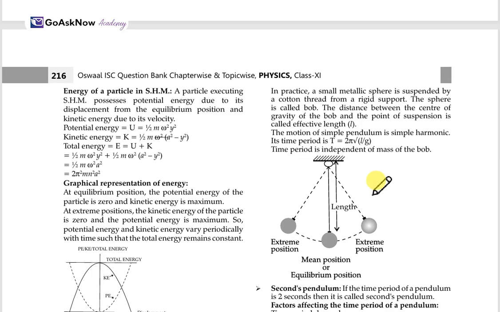So now, the energy of a particle in SHM. A particle executing simple harmonic motion possesses potential energy due to the displacement from the equilibrium position and kinetic energy due to its velocity.